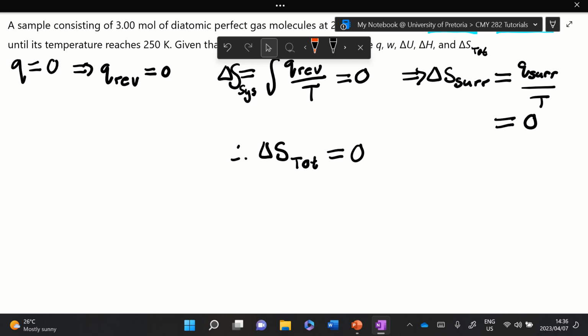Okay. And now because it's done adiabatically, it actually means the system's entropy change and the surroundings' entropy change are also 0. If the total entropy change is 0, it could also mean that those two are just negatives of one another.